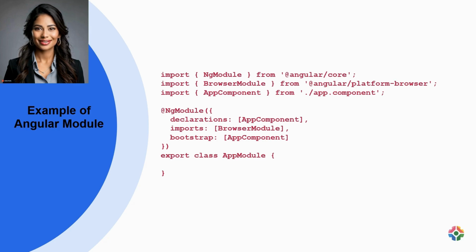For instance, when an Angular application starts, it will look for the app module and bootstrap the app component as the root component. This structure aims to organize and encapsulate different features and functionalities within an Angular application efficiently.